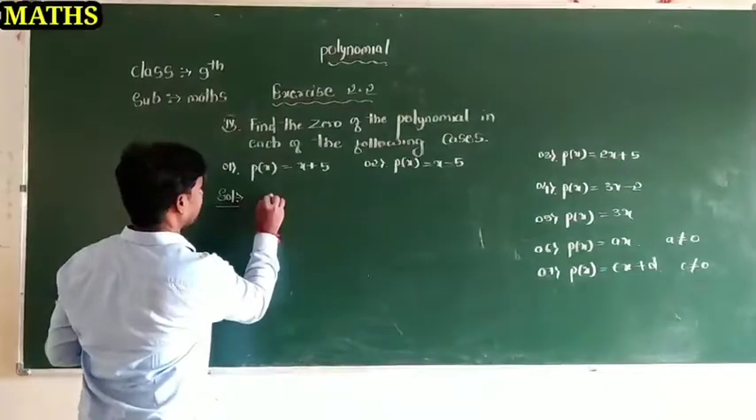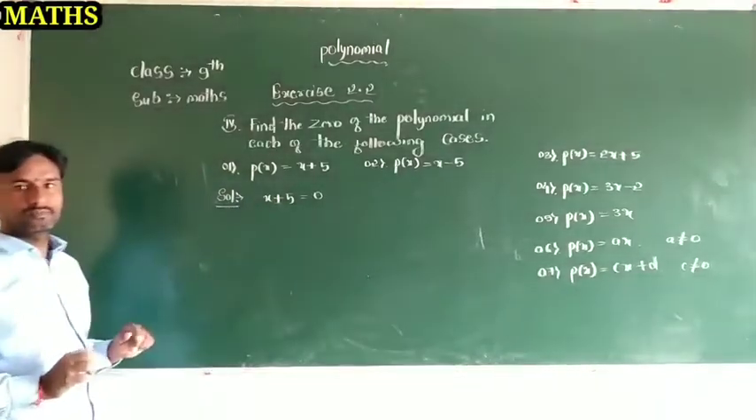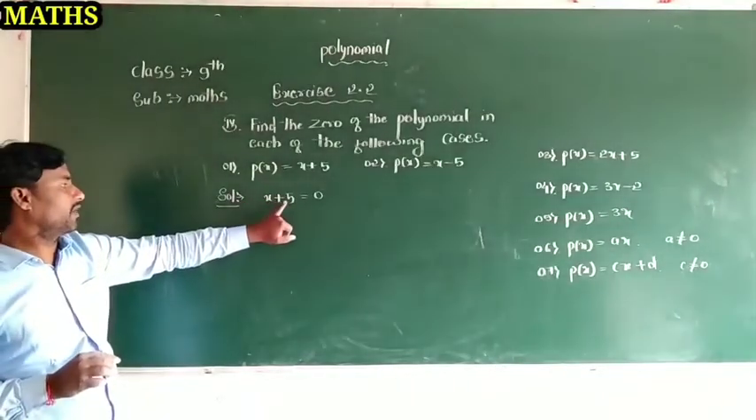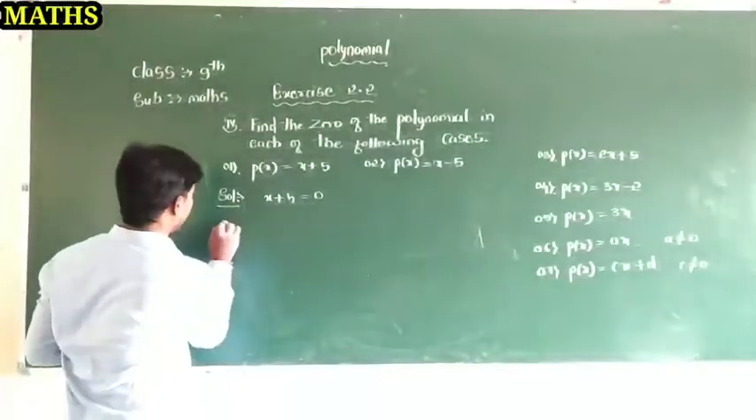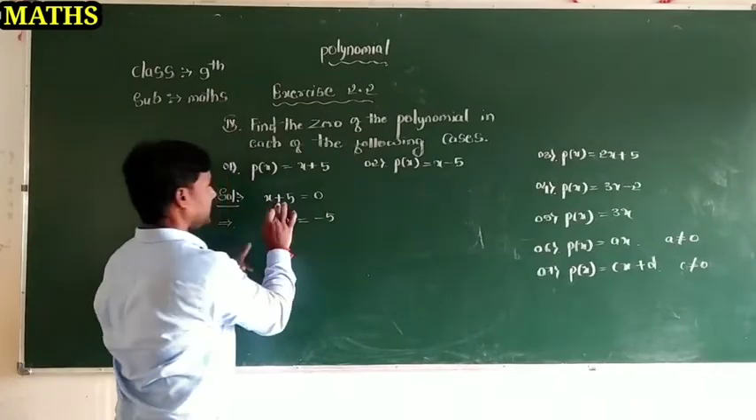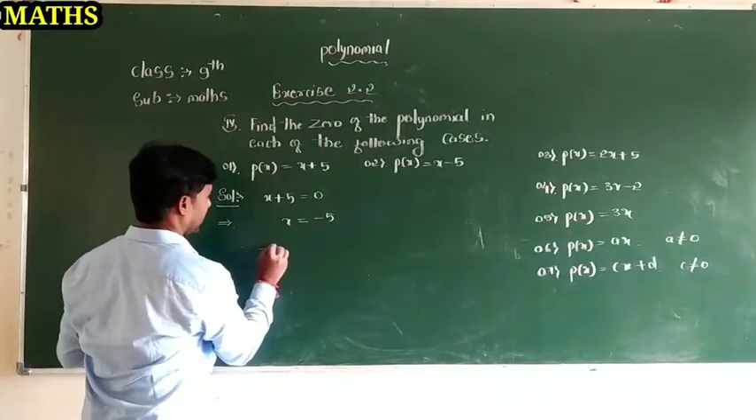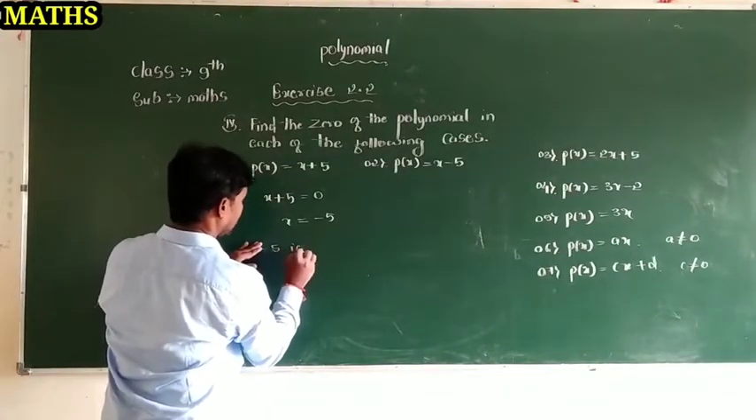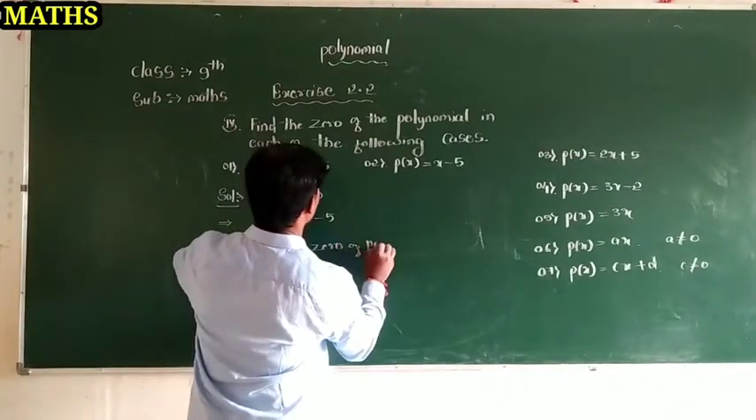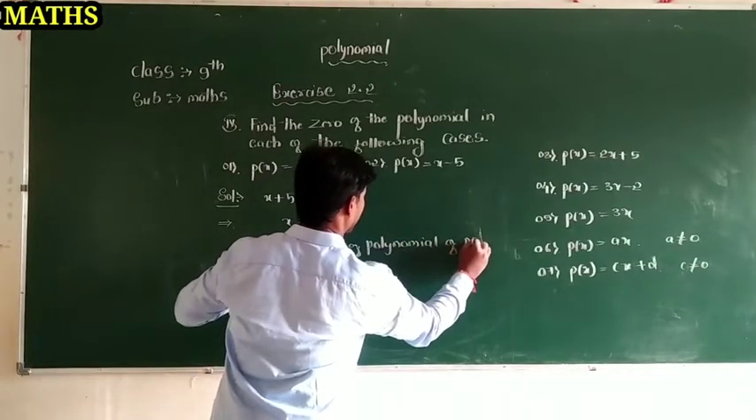Okay, so here what is given? x plus 5 is equal to 0. Okay dear students, look at the solution. x plus 5 is equal to 0, so we can directly do the solution. x is equal to what? Minus 5. This plus 5 is transferred to that side and becomes minus 5. Therefore minus 5 is the zero of the polynomial p of x, dear students.